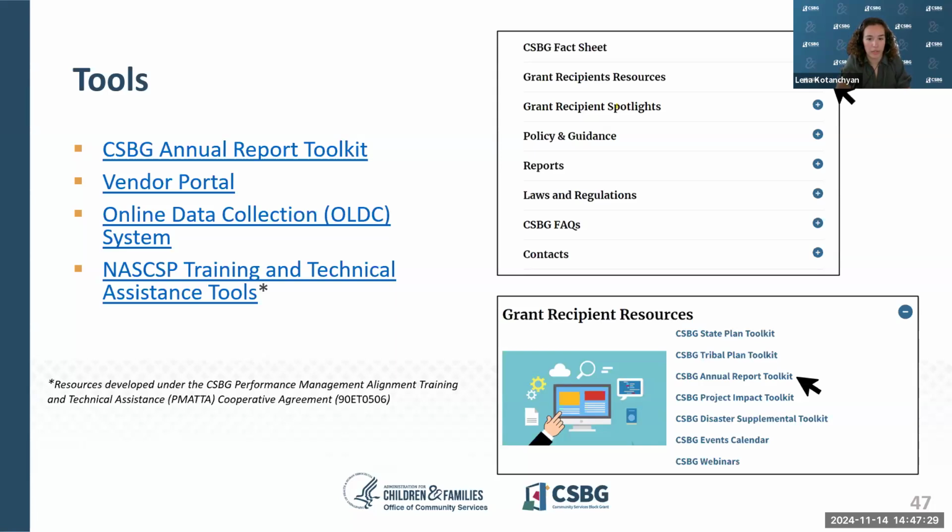CSBG Annual Report Toolkit is available now and updated regularly. The toolkit has the Module 1 fillable tool that I know a lot of you are using, AllDC instruction guide, and other materials. Next is a vendor portal that is hosted on the NASCAS website as part of the OCS-funded cooperative agreement. As I mentioned before, the vendor portal is specific to those grant recipients that use a third-party system to submit their data. And the webinar on December 3rd will review this tool in more detail. Next, the Online Data Collection System, or AllDC, is where all grant recipients, states, tribes, and territories must submit their complete annual report. And lastly, there are NASCAS training and technical assistance tools that were developed under the CSBG Performance Management Alignment Training and Technical Assistance Cooperative Agreement.